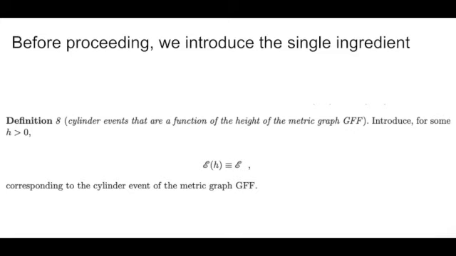And in particular, we want to look at definition 8, which says that cylinder events are a function of the height of the metric graph Gaussian free field. And we need cylinder events because they were introduced originally for the arguments given in Bernoulli percolation, which are events that depend precisely upon only finitely many vertices. And this notion transfers over in the case of the metric graph Gaussian free field because we need to look at the height which is associated and attributed to every one of the vertices in our ambient lifted graph that we lifted to when we formed the metric graph extension.